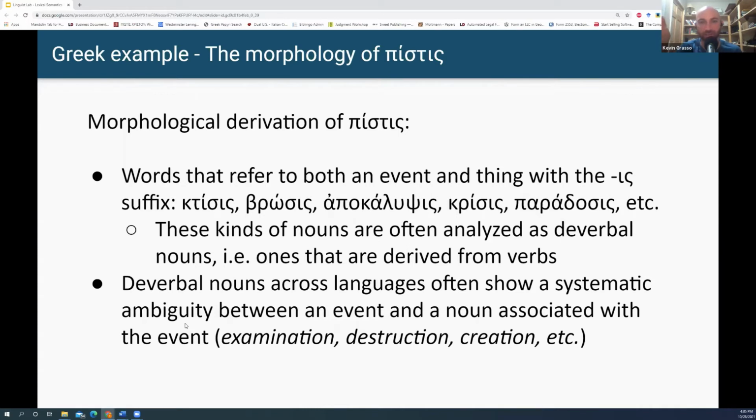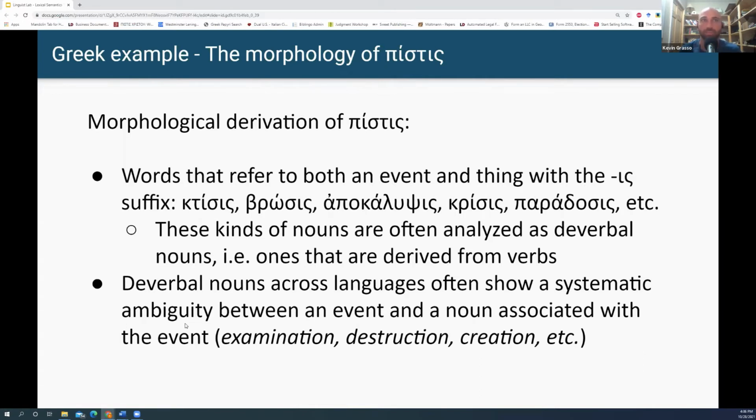where this suffix is there, that's fine. Well, it's really not a suffix, it's just that ending. But in other cases, it's pretty clear that it's a suffix that's attached to a verb. So krisis is the same way, coming from krino, judge. And again, it refers to either the thing that's created from the action of the verb, or the event itself. And again, like I said, deverbal nouns across languages are often systematically ambiguous.